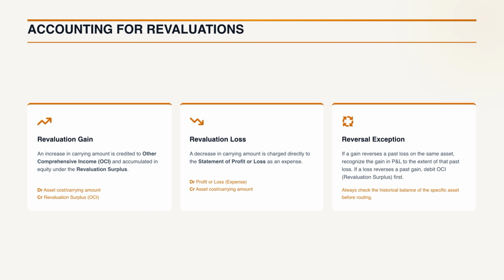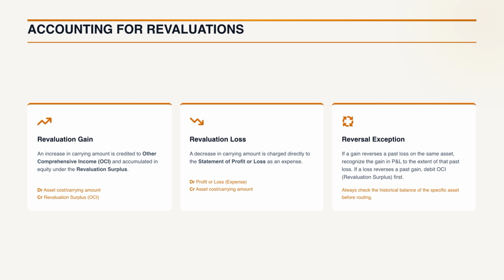Let's master the accounting entries for revaluations, which is a favorite topic in both Section B and Section C of the FR exam. If you have a revaluation gain, the increase is credited to other comprehensive income or OCI and accumulated in equity under the revaluation surplus reserve. If you have a revaluation loss, the decrease is expensed directly in the profit or loss statement.